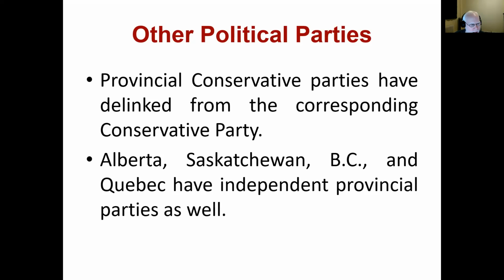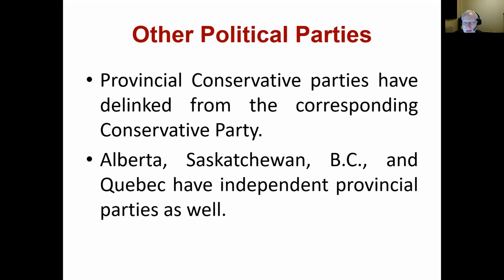Other political parties in Canada will be largely at the regional level. Many of the federal parties will have regional arms, so a federal Liberal Party and a provincial Liberal Party. Provincial Conservative parties have de-linked from the corresponding Conservative Party, so Conservative parties that exist at the provincial level are not linked in any way to the federal Conservative Party. Alberta, Saskatchewan, BC, and Quebec have independent provincial parties as well, ones that have no corresponding federal party.